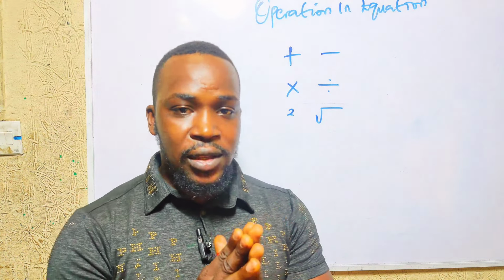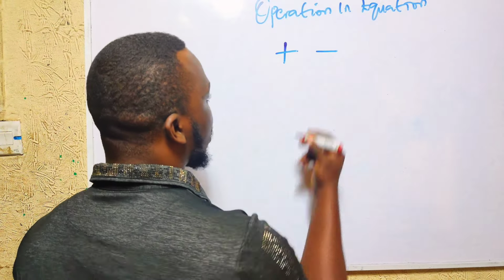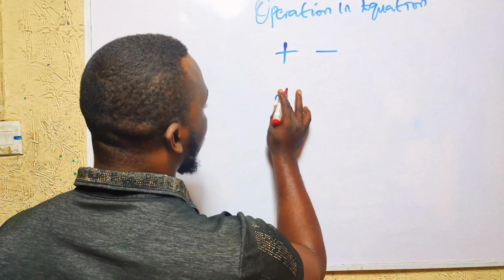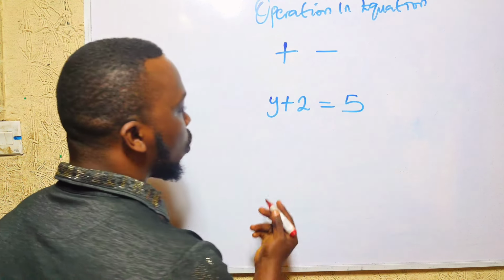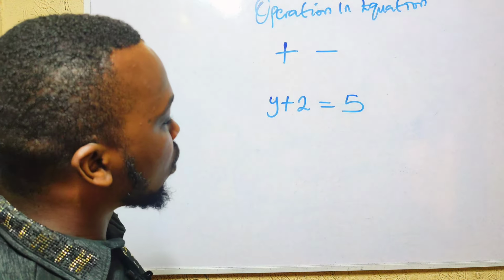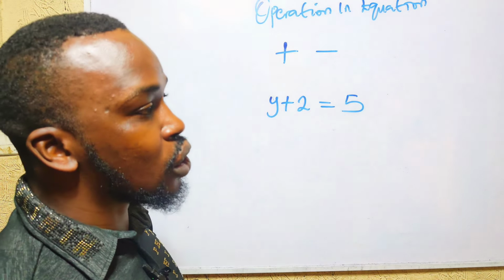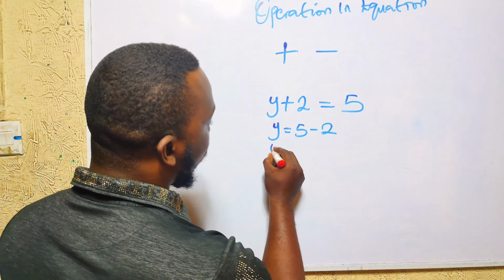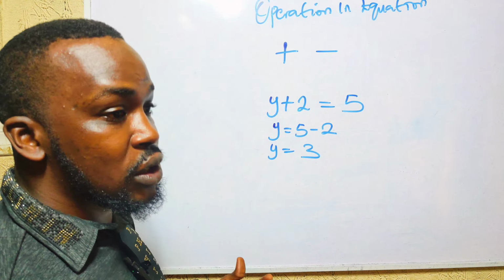Now, I'm going to give you an example on that. Let us go to addition and subtraction. Assuming that you have a question like this: y plus 2 is equal to 5. What is the value of y? This is a simple equation. When this sign of addition crosses the sign of equality, it is going to change to subtraction, which will give you y is equal to 5 minus 2. y is equal to 3. Now, you can do more questions with that.